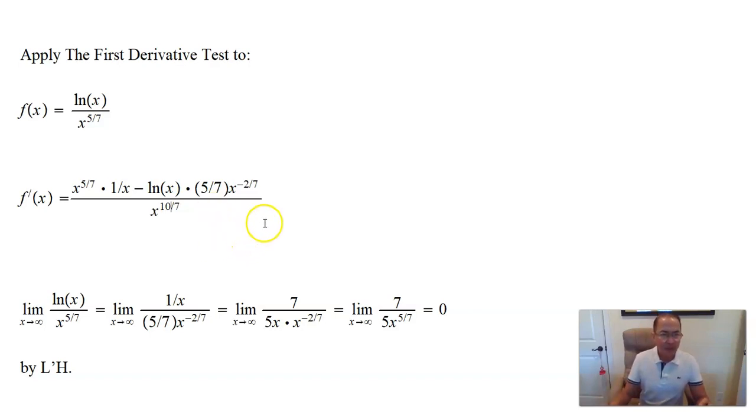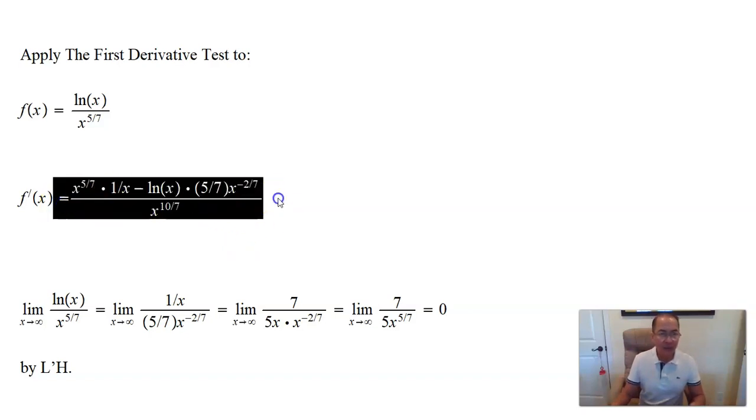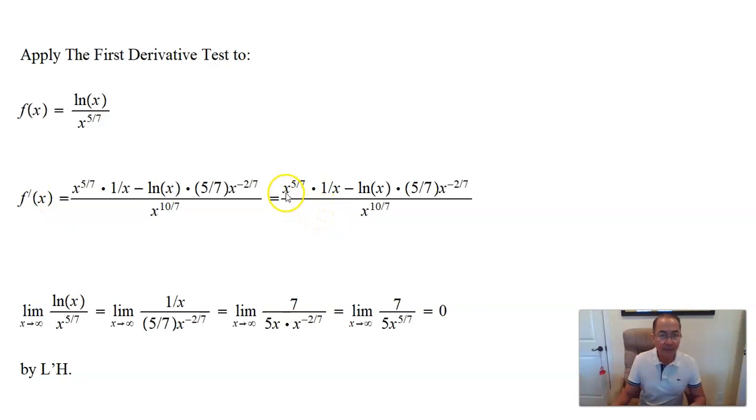Okay, so we have some simplifying to do. And what are we gonna get? Oh, check it out. X to the 5 over 7 times 1 over x. So we're subtracting 1 from 5 over 7. We're going to get minus 2 over 7. Aha! So we're going to get the same factor, x to the minus 2 over 7. And we simplify this product.